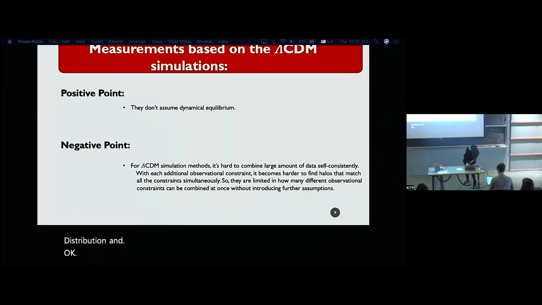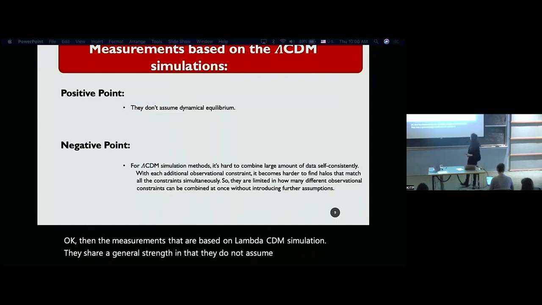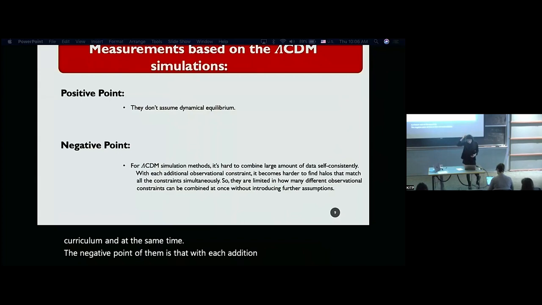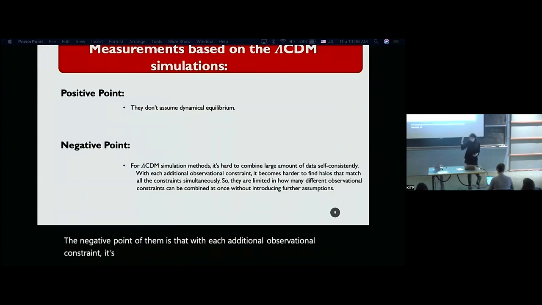Then the measurements that are based on Lambda CDM simulation share a general strength in that they do not assume dynamical equilibrium. At the same time, the negative point of them is that with each additional observational constraint, it becomes harder to find halos that match all the constraints simultaneously.